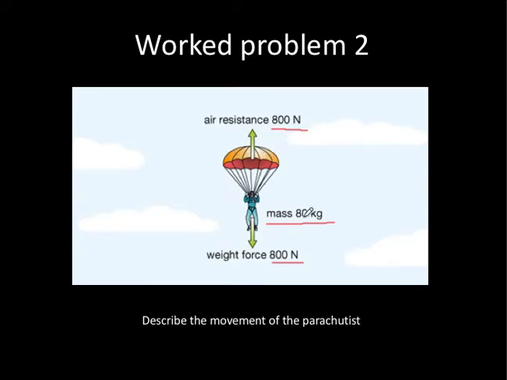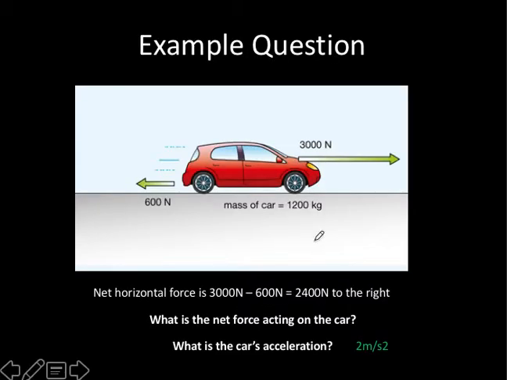Because we have a parachutist jumping out of an aeroplane, they are falling towards the Earth, but because air resistance is equal to weight, they are falling at a consistent speed. If I come back to the car example, in this case, the forward thrust force is greater than the resistance force. So this car is not moving at constant speed. This car is actually accelerating.